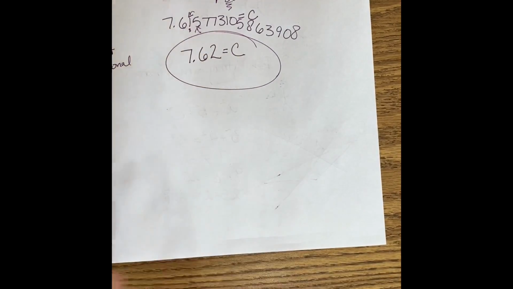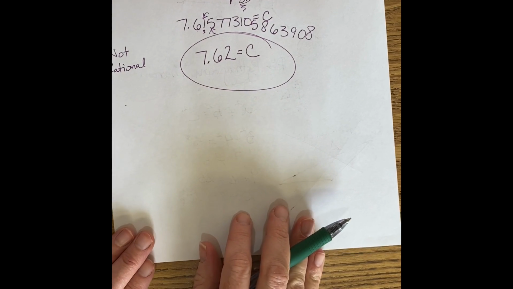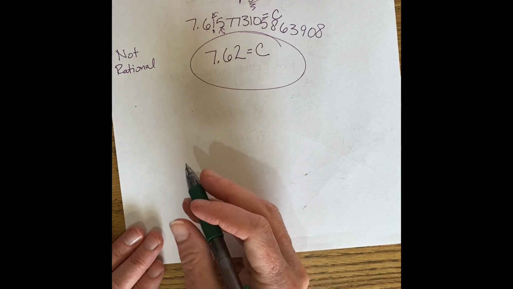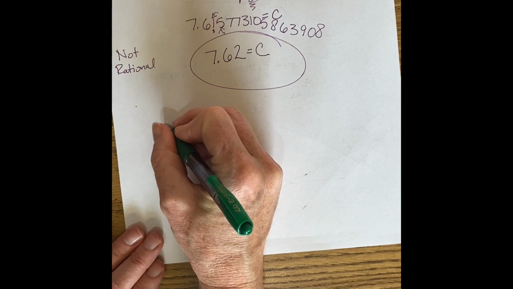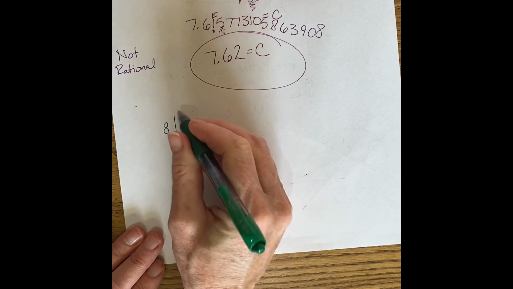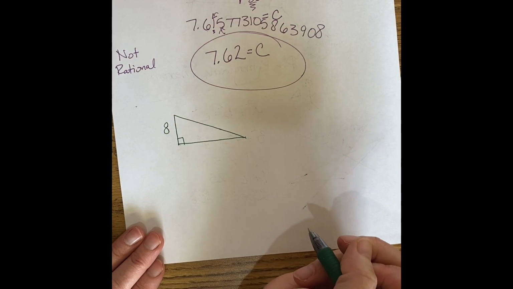Let's do another one. What if I have, I'm going to change colors so you can tell the difference between the problems. What if I have a triangle? It's 8 on one side. It's a right triangle. How do I know it's a right triangle? Because I told you it's a right triangle.